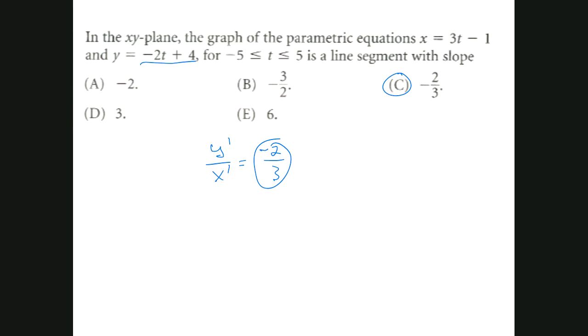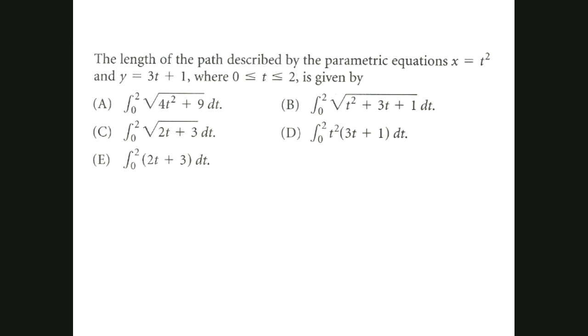The second problem says the length of the path described by the parametric equation x equals t squared and y is equal to 3t plus 1 between 0 and 2 is given by, okay? So which one of those is true?